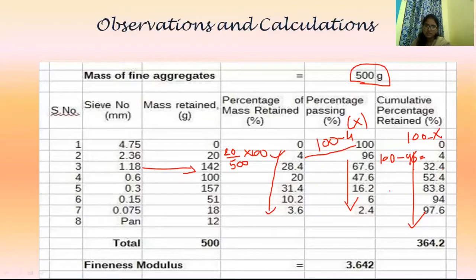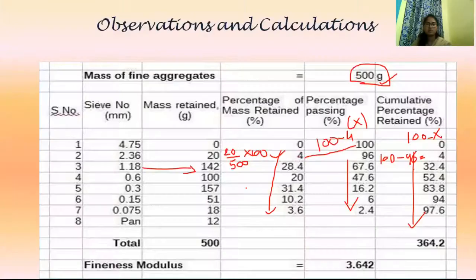Here, the total mass retained on each sieve is 500. Generally, before going to the test, we take the sample as 500. Here also the retained sample is 500. So it is the same, which means the test you are doing is correct.